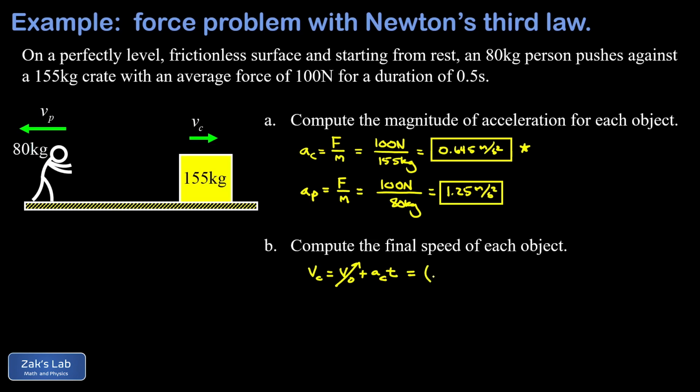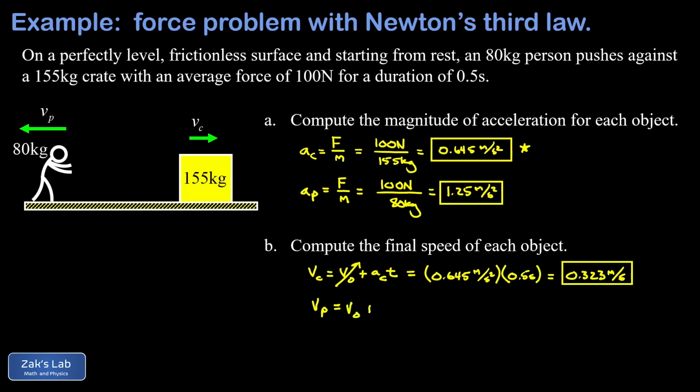And we just plug in our acceleration, that's 0.645 meters per second squared, and then multiply by how long it was accelerating. That was 0.5 seconds. And this gives us a final velocity of 0.323 meters per second. Finally, we're going to get the final speed of our person. And again, we're just looking at magnitudes here, so we're going to treat the direction of this velocity as positive rather than keeping track of the leftward direction with a minus sign.